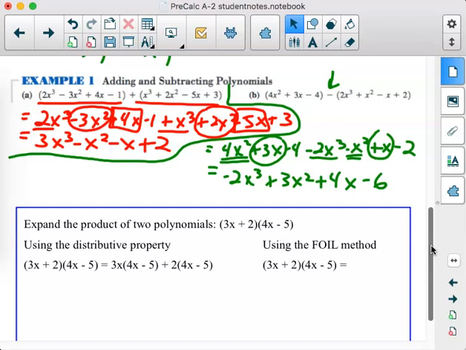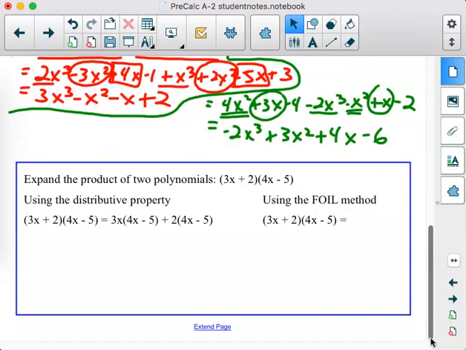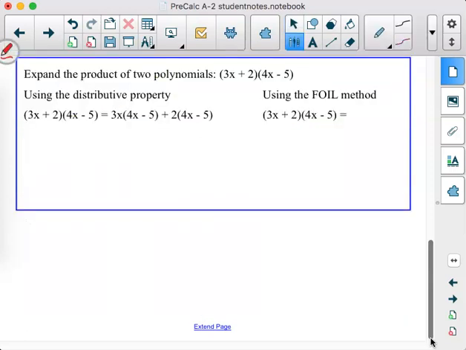Like I said, a lot of review. Then these say expand the product of two binomials, and we have our two binomials, 3x plus 2, and then the quantity 4x minus 5. And it says we could use the distributive property, because we absolutely could. We could say, I'm going to take 3x times both of these terms right here.